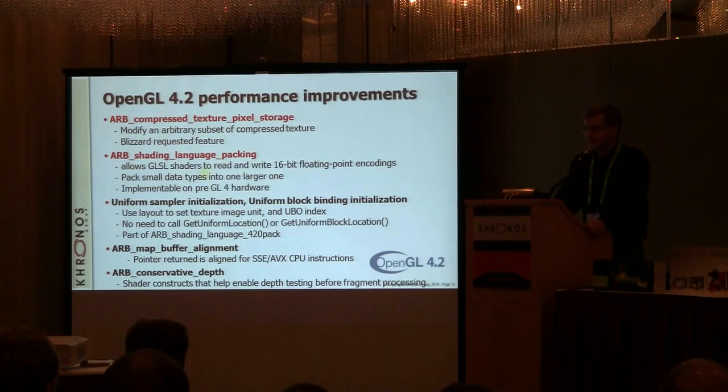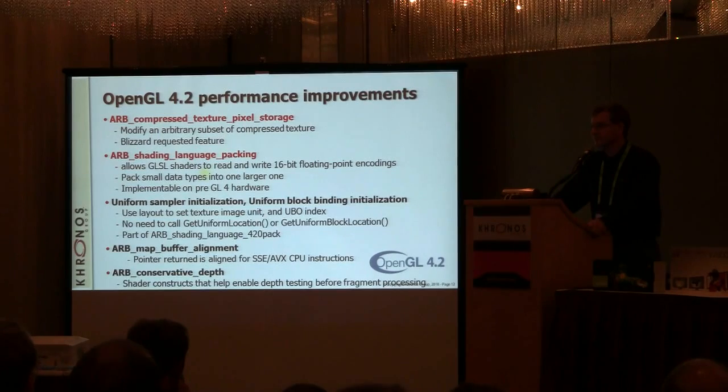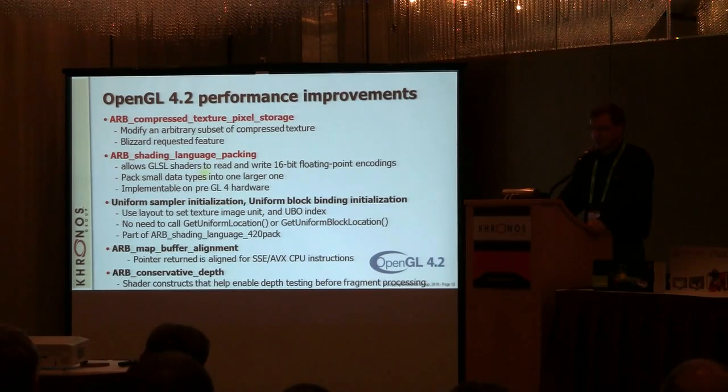Map buffer alignment. We'd say that's almost an oversight when we did map buffer, but now it guarantees that the pointer that's returned is 64-byte aligned, so you can turn around, take that pointer, and use it in SSE or AVX instructions directly, and don't have to worry about alignments anymore. Conservative depth is a set of functionality in the shading language that lets you give better hints to the graphics hardware and the driver on when it can actually do depth testing before it runs the fragment shader for you.